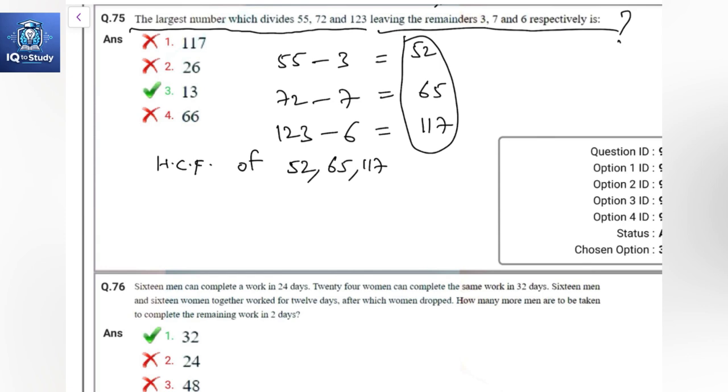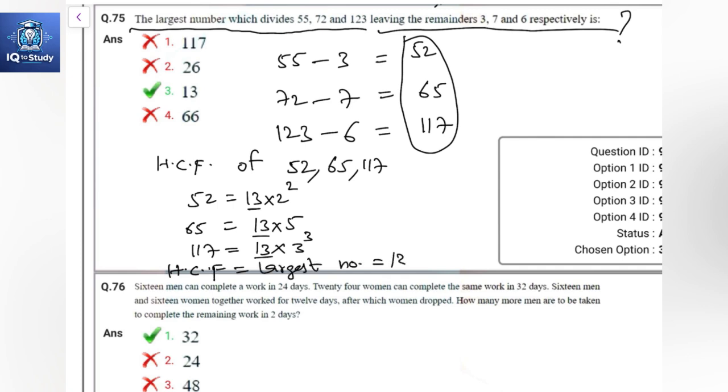By prime factorization, 52 is equal to 13 into 2 square, 65 is equal to 13 into 5 and 117 is 13 into 3 square. Here the highest common factor is 13. So HCF, which is the largest number, is equal to 13, which is option number 3.